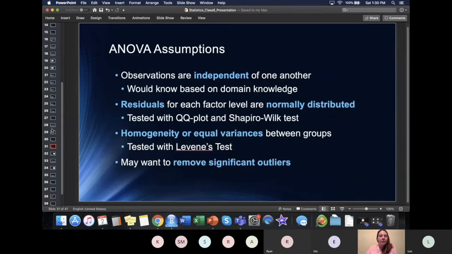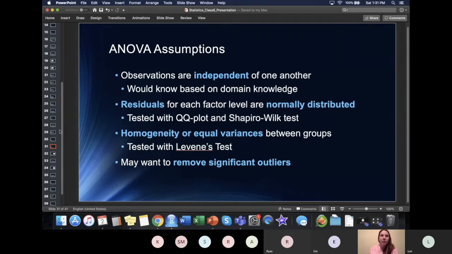So there are four main assumptions to an ANOVA. Your observations, so one corn plant, or one row of corn, would be the best way to put it, would need to be independent from the other corn plant. So this doesn't mean that weather affects both of them. It's basically, say if one corn plant dies, automatically the second one dies. That would mean it was not independent.